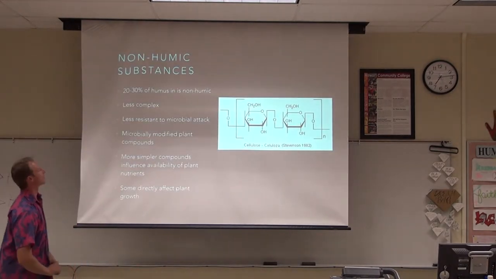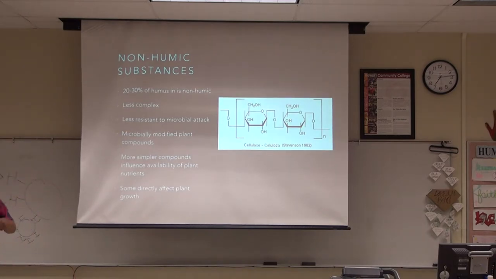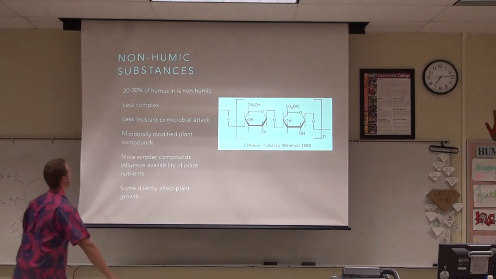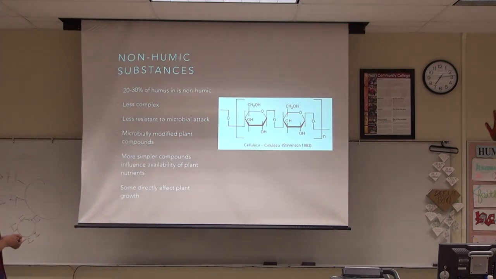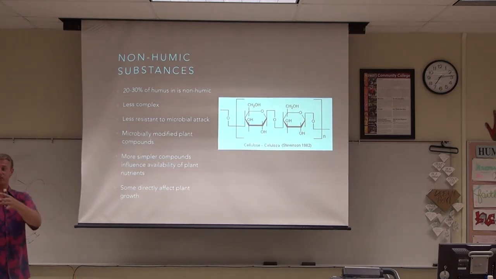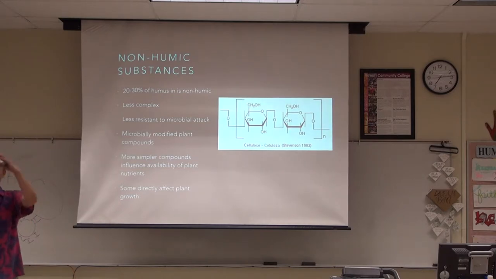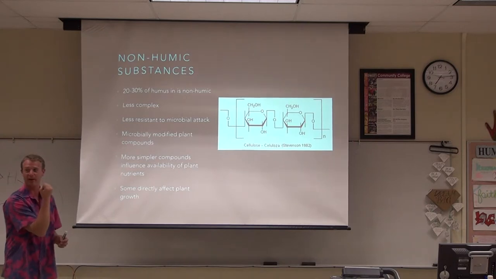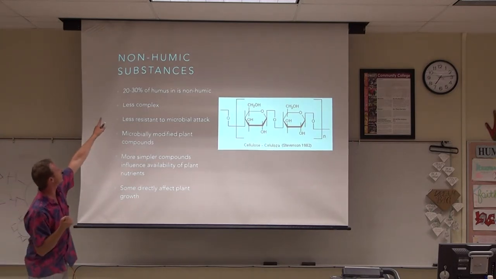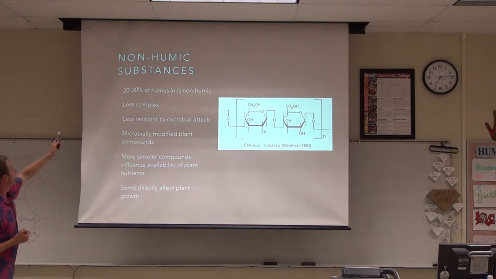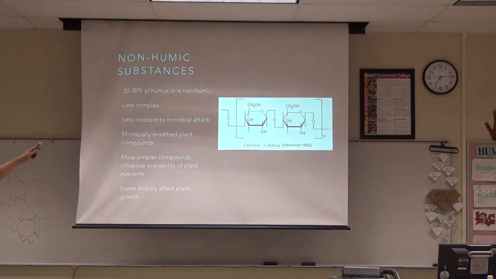Of course I did. What are non-humic substances? This is the other side of the pie chart that's not humus. Clays. This is coming from an organic source. Right? Organic material gets broken down. I'm just saying, if you just take the organic material out of the soil, that's what we're talking about, soil organic material. 20 to 30% of that is non-humic. Okay? Means these elements are less complex, less resilient to microbial attack.